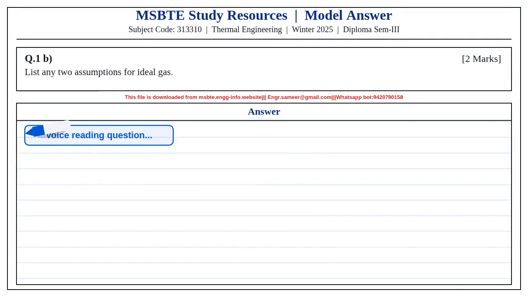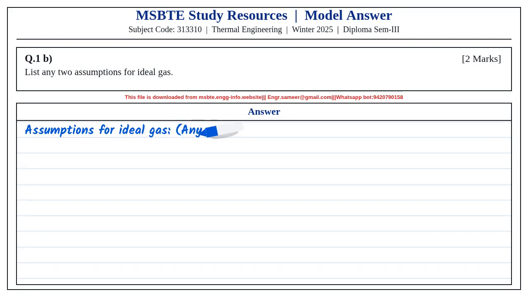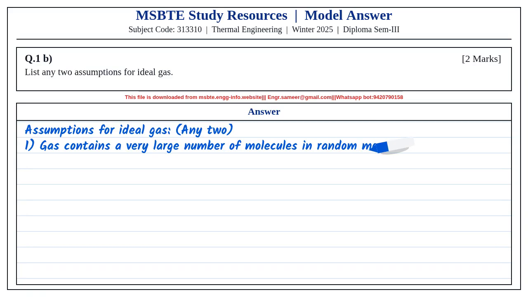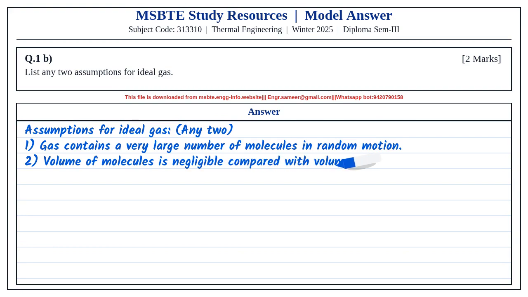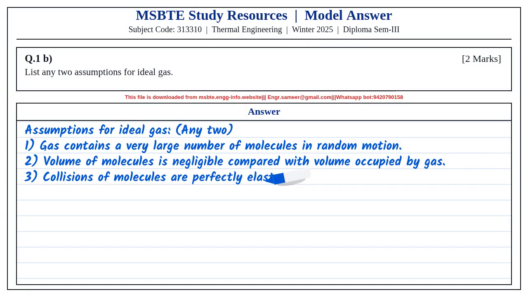Question 1b. List any two assumptions for ideal gas. Assumptions for ideal gas are: gas contains a very large number of molecules in random motion. Volume of molecules is negligible compared with the volume occupied by gas. Collisions of molecules are perfectly elastic and intermolecular forces are neglected. Any 2 points are sufficient.